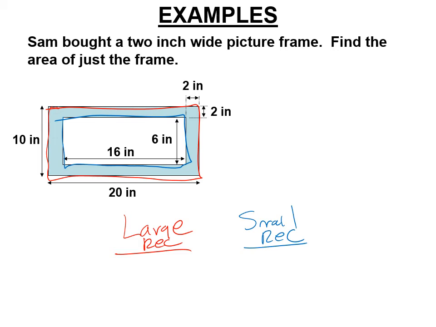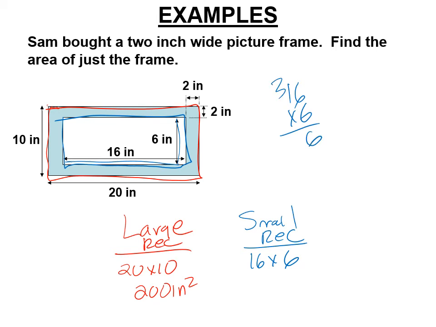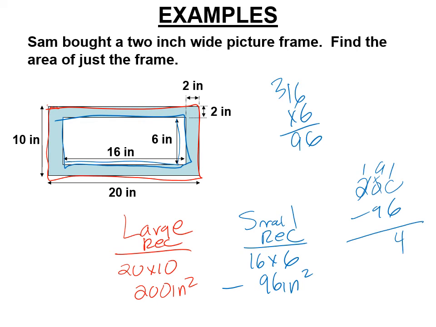So the outer, right, is 20 by 10. These are rectangles, 200 square inches. The inner is 16 by 6. And 16 times 6, 6 times 6 is 36, is 96 square inches. So you have to just do a little subtraction, 200 minus 96. Again, we're having a lot of borrowing in these problems. And I'm getting 104 square inches.